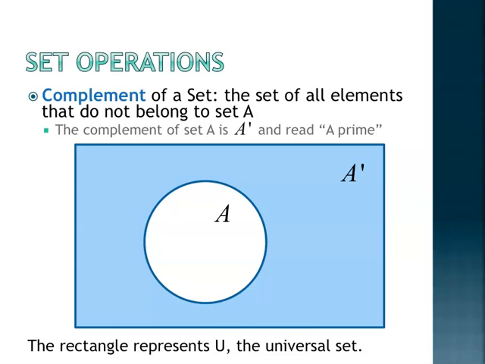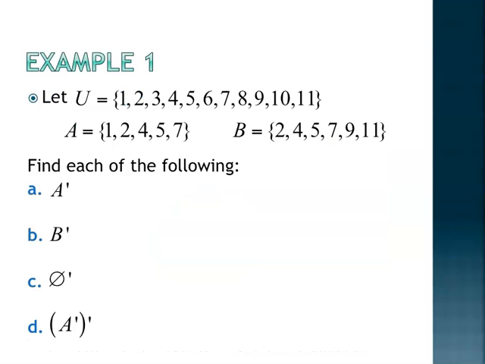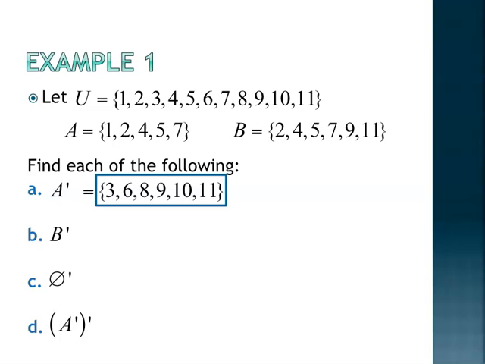Let's take a look at example 1. So we're letting the universal set be U, so 1, 2, 3, 4, 5, 6, 7, 8, 9, 10, 11, and then we're given set A and set B. We're going to find each of the following. So the first is the complement of A, so everything that's within that universal set that is not in A. So it looks like that would be, let's see, 3, 6, 8, 9, 10, 11. So that would be A prime.